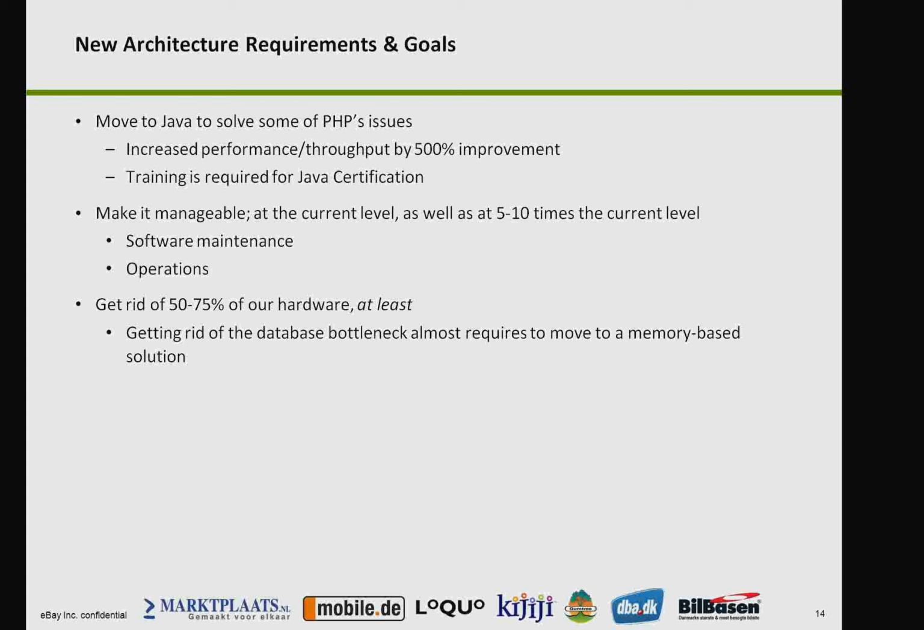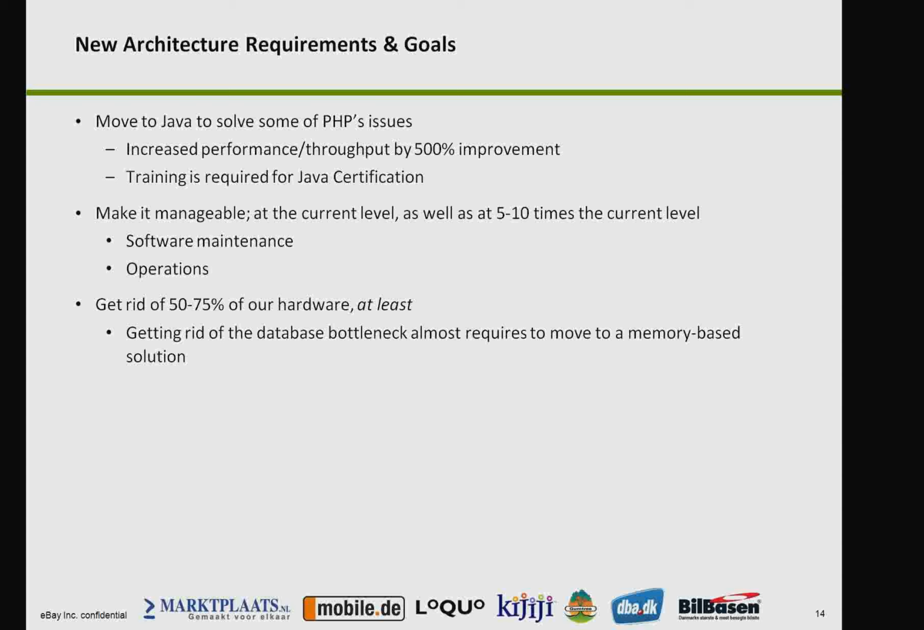What we also wanted to do is make it more manageable than the current system and keep it manageable at mostly the same level for 5 to 10 times the current level of traffic. So that means it should be possible to scale up to 5 to 10 times the current amount of traffic without having to hire 5 to 10 times the number of site operations people. And at the same time, we wanted to get rid of half to 2/3 of our web cluster, which is the web database machines.